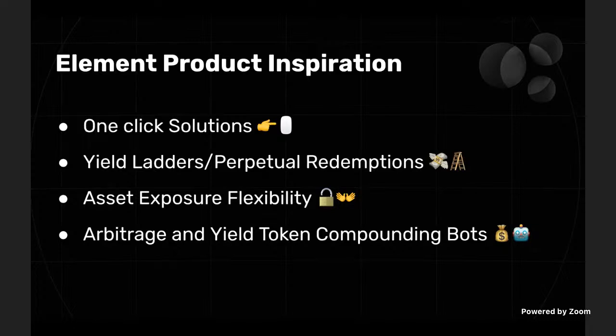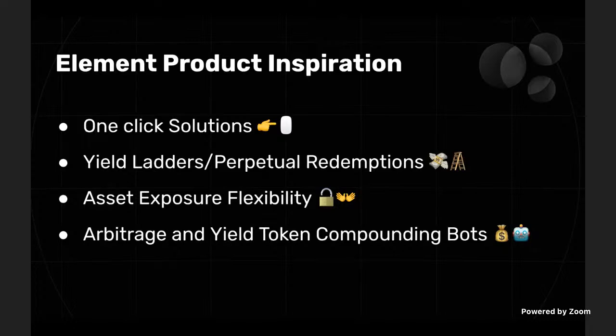They can automatically be rolled over into the next one. The next one is just asset exposure flexibility. And what that means is you can build products on top of Element that are alternatives to collateralized lending. So you never have to put up your asset as collateral in order to borrow and then get exposure to yield. That's one we're really excited about, and I'll get into more details about that shortly.